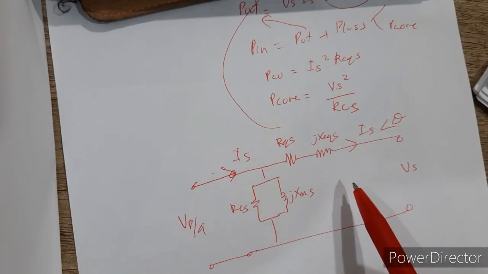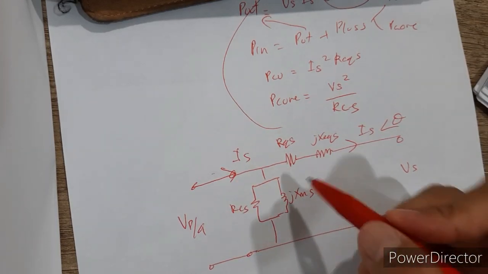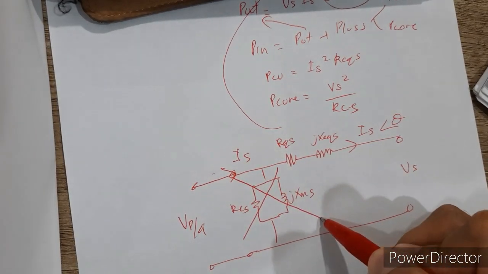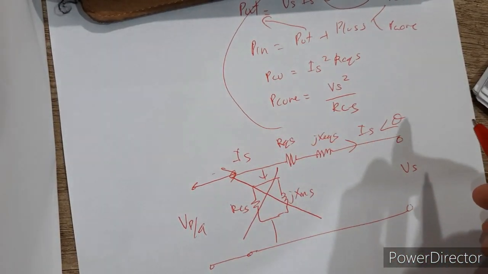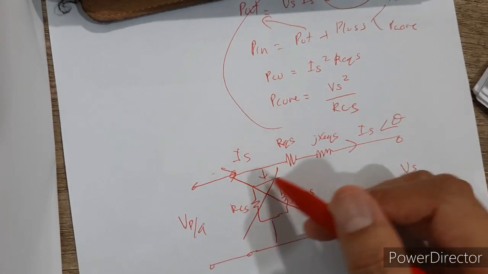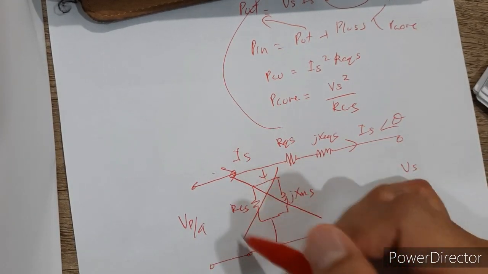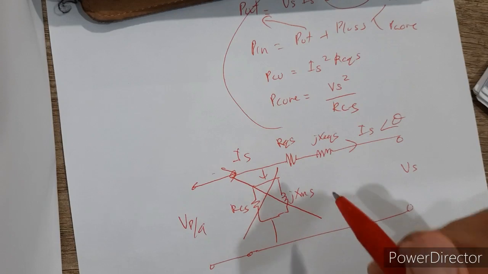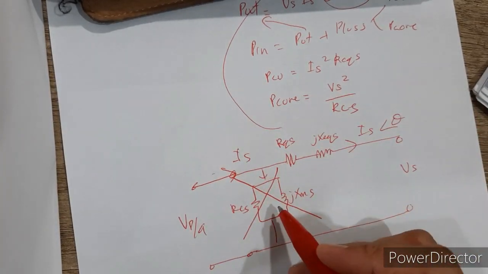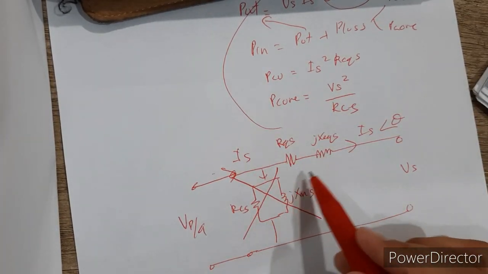But when we do voltage regulation, this is neglected because the current is too small. So we do not consider this branch for voltage regulation, but overall, this is the complete circuit referred to the secondary side.